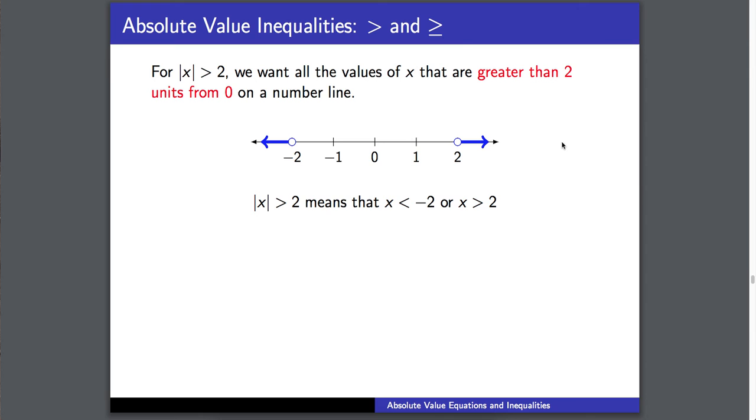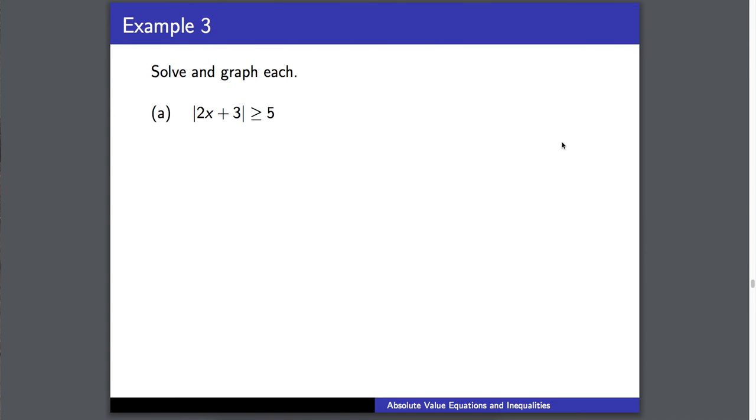than +2. And again, you are absolutely allowed to solve this like an equation and then start using test values for your absolute value analysis. So example 3, solve and graph each. We have the absolute value of 2x plus 3 is greater than or equal to 5. So that's going to mean that 2x plus 3 is less than or equal to -5, so that's going this way with the -5, and 2x plus 3 is greater than or equal to 5 is starting at that 5 and going the other way to the right.